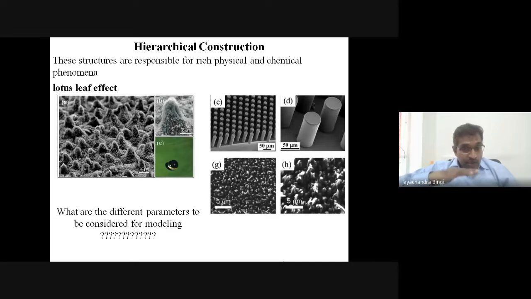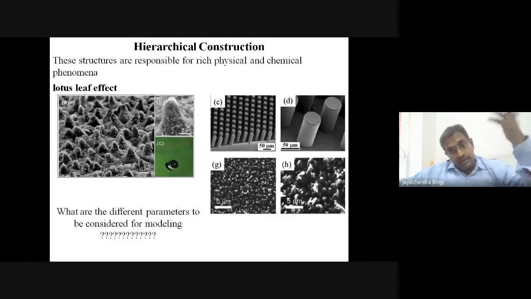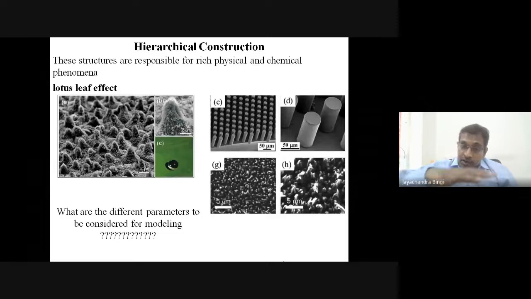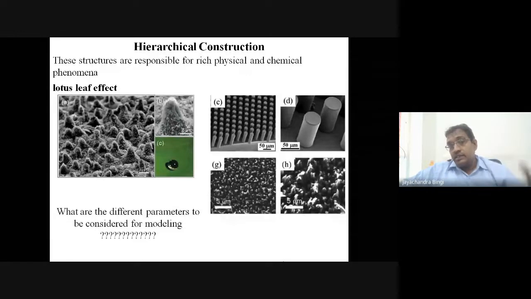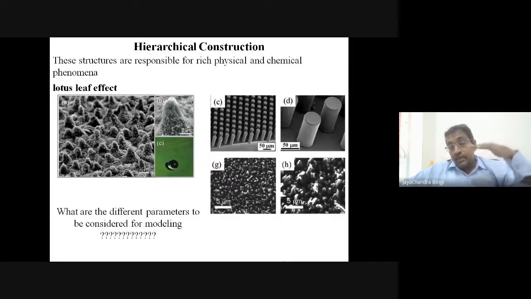When you consider them as different layers, different size domes are one layer, different shape domes are another layer, so a number of layers are there. Then different roughness is another layer. Okay. So when you consider it as a hierarchical, layered structure, that's why you call this a complex hierarchical construction. So this hierarchical construction, how are you going to parameterize?